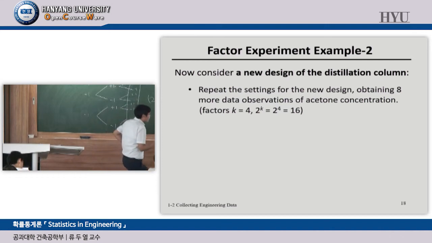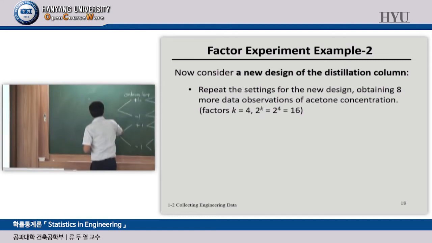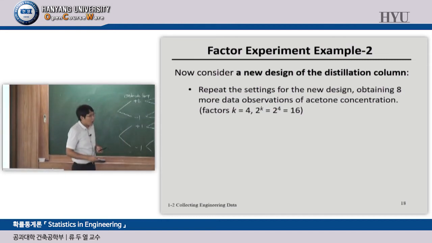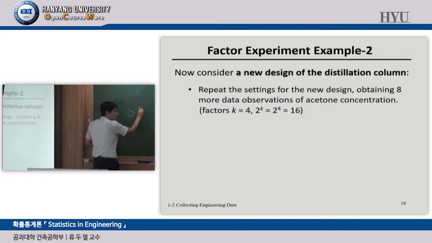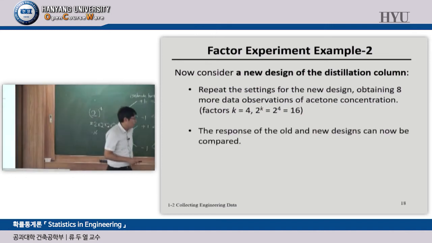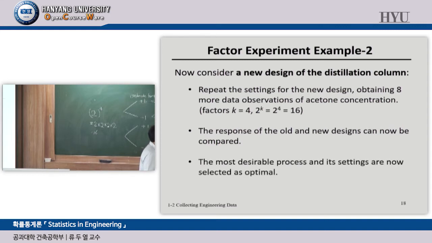So in this case, we increase the number of inputs from 3 to 4, right? So how can we calculate the number of outcomes? It is 2 to the power of 4, okay? Because now we have a total of 4 inputs. The first one is the reboiler temperature, the second one is the condensate temperature, the third one is the reflux rate, and the last one is the new system. So if you calculate this one, that is 16. So the responses of the old and new designs can now be compared, and the most desirable process and its settings are then selected as optimal.